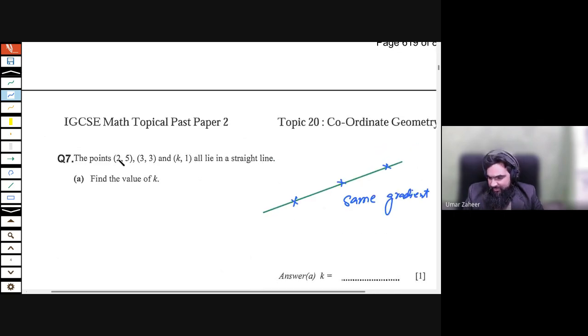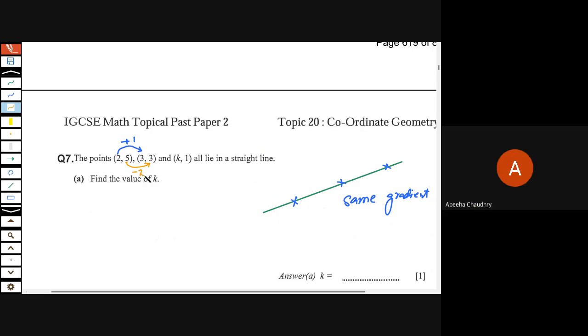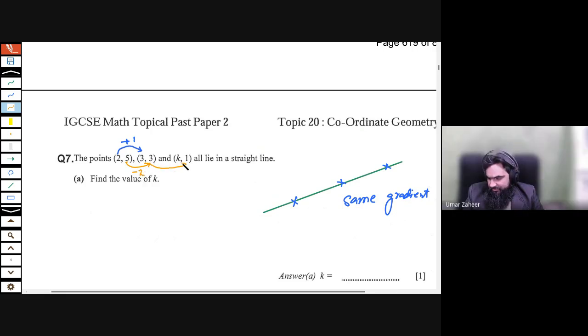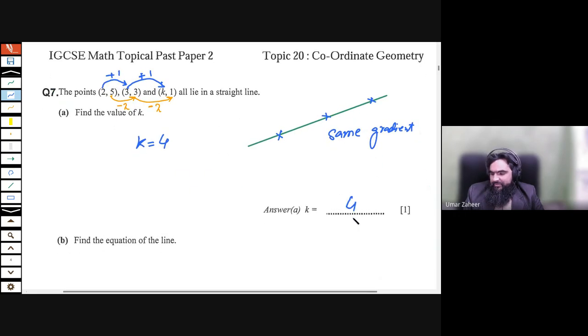Look at here. If you're moving from 2 to 3, what are you doing? +1. And on the other hand, if you move from 5 to 3, it is -2. Again, 3 to 1, it is -2. So if you have to move from 3 to k, what will you do? Add 1. So 3 plus 1 will become 4. That is the value of k.